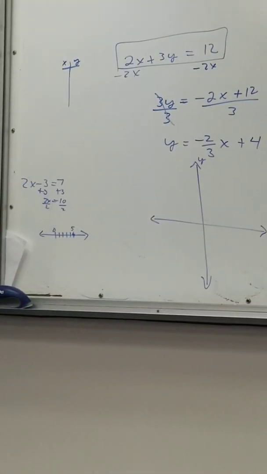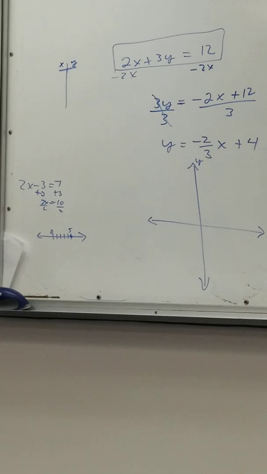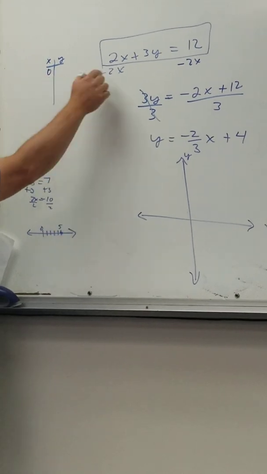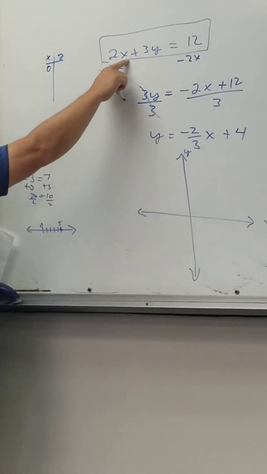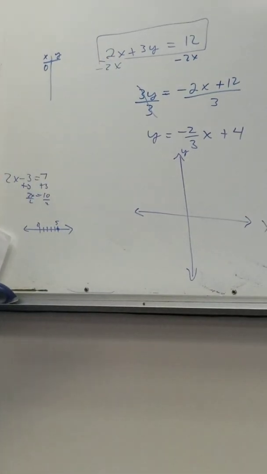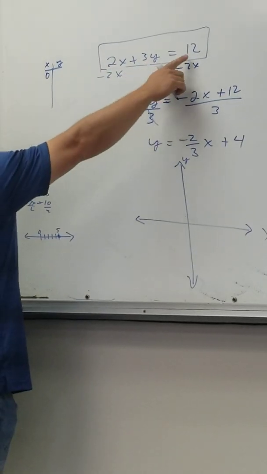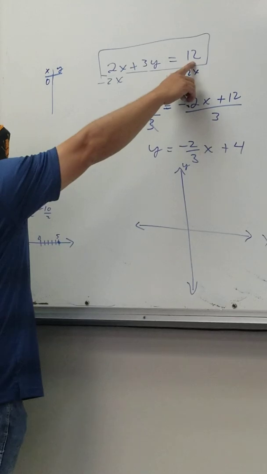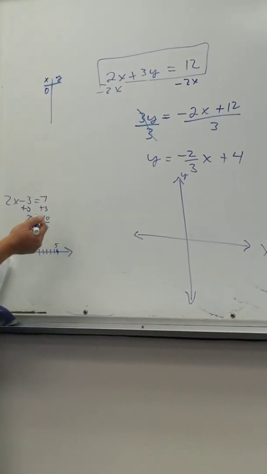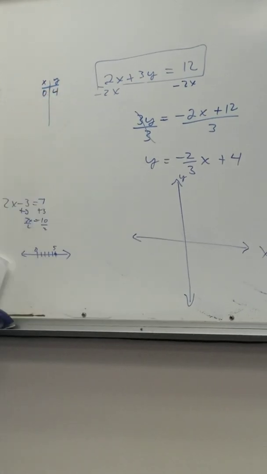Put in 0 for x. What will y end up being if I put in 0 for x? Put in 0 right there. That's gonna give you what? 0. What's 2 times 0? 0, that's gone. Divide both sides by 3. 3, and y will be what? 4. Everybody got it so far?